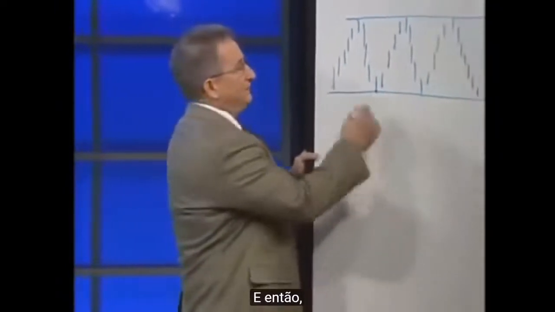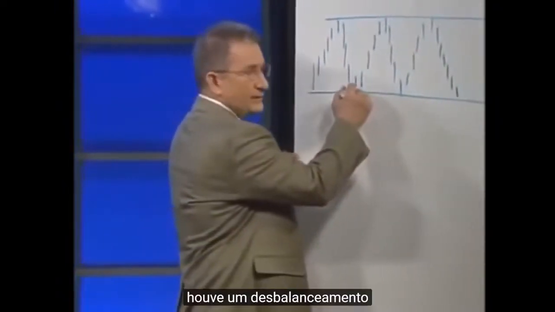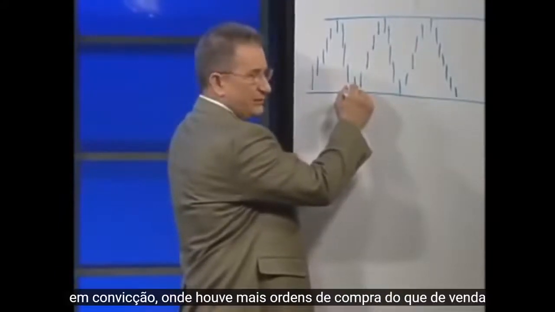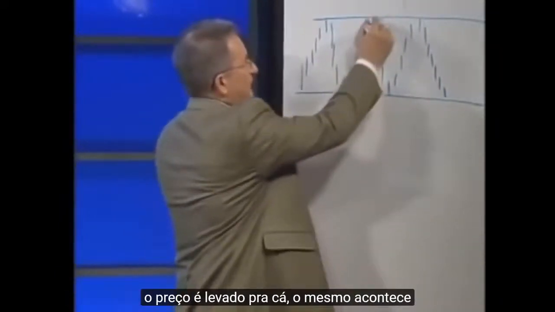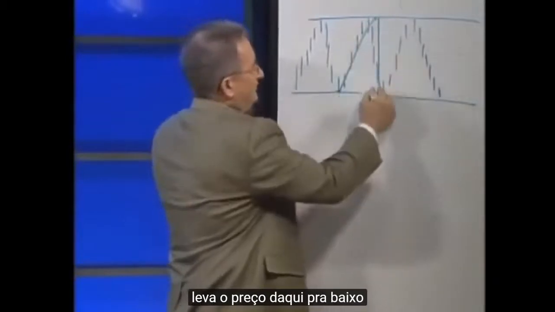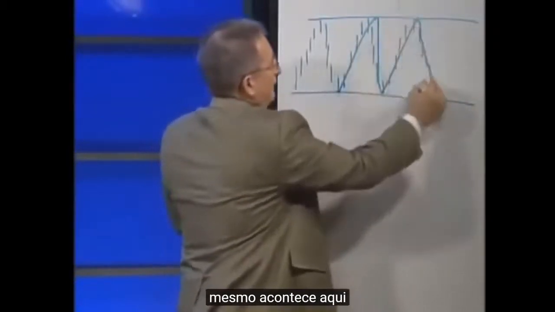Okay? And then all of a sudden there's an imbalance in conviction where there are more buy orders than sell orders. It drives the price up to here. And the same thing happens. Drives the price down to here. Same thing happens here, here. Now it's coming back down.